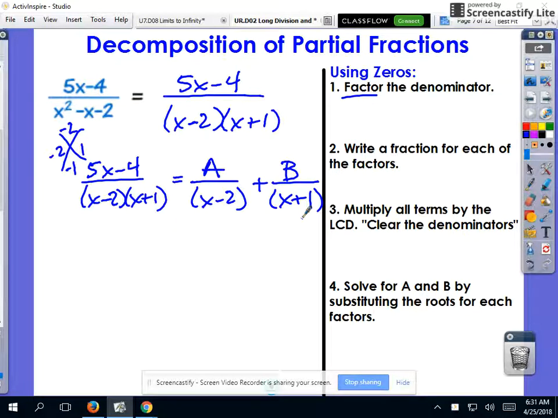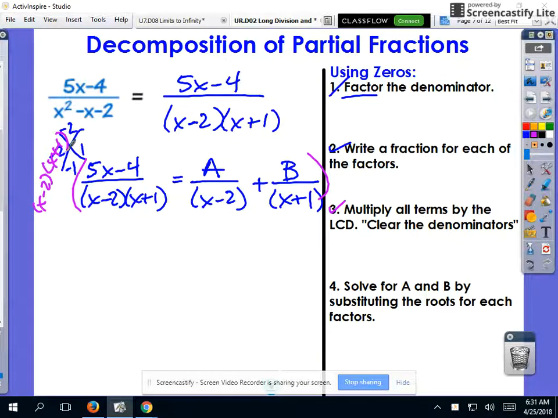All right, so we did number 1. We did number 2. Let's move on to number 3 in a different color. This says for us to multiply all the terms by the LCD. Well, for us, the LCD is (x minus 2)(x plus 1). So I'm going to do it on this side just because I don't have space. So (x minus 2)(x plus 1).